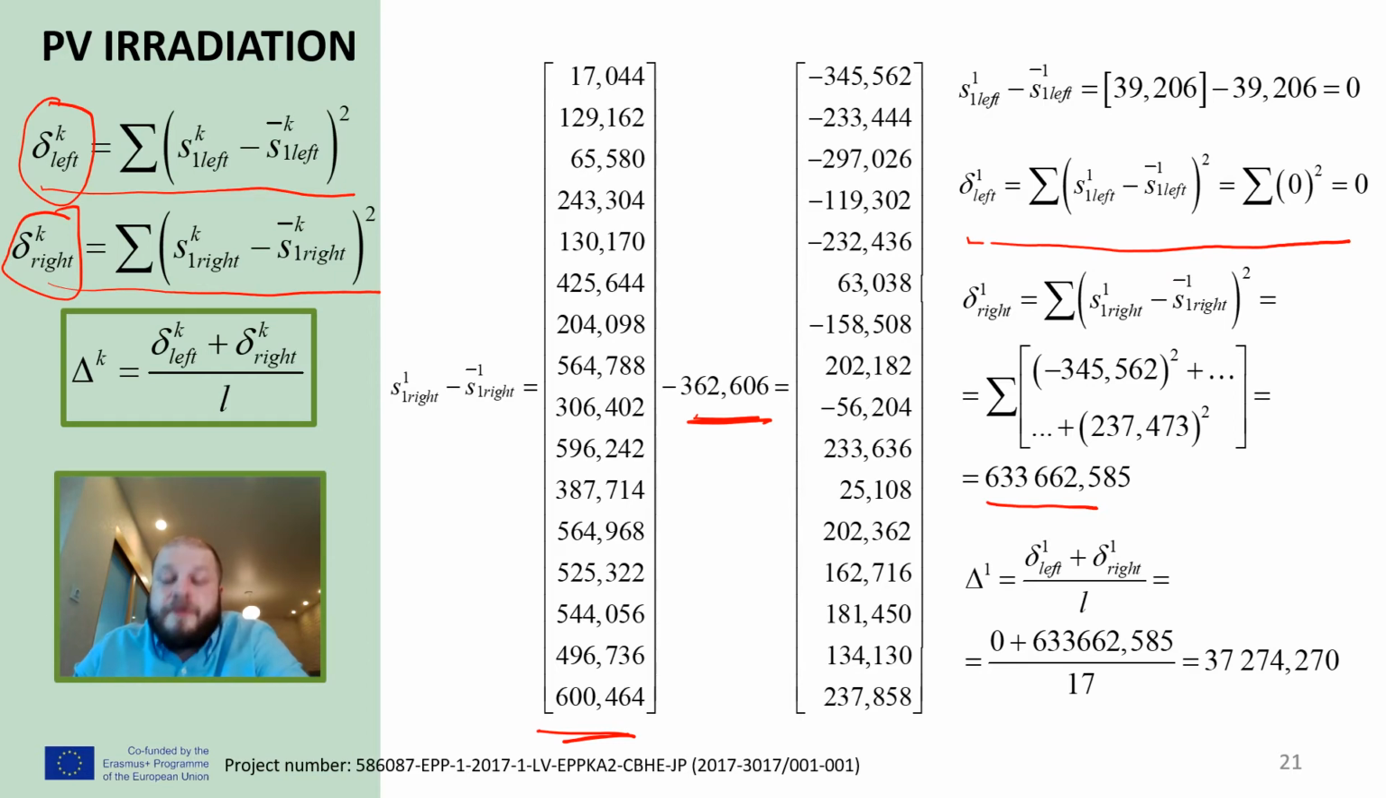Actually, for the first right division, we calculate the value of delta. In the next tables, we have deviations from the mean and sum of squares of these deviations for left and right parts, and the calculated values of delta for k from 1 to L minus 1.